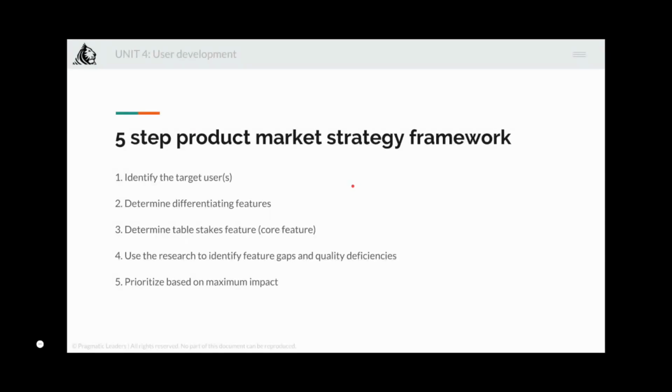So identify, then determine the differentiating features, then determine out of these features which are the table stakes features, the core features without which it's a do or die. Then use the research to identify feature gaps and quality deficiencies, and then prioritize based on maximum impact. Typically, steps 2, 3, 4 are also done in iteration at times if you have the time. They are done in loops because you do the research, you identify something more, then you want to do a little more research to really nail down and so on. Sometimes it happens, not all the time.